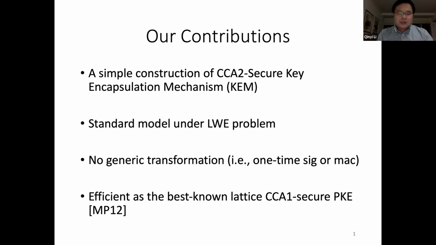So our contribution is a simple construction of an adaptively chosen ciphertext secure key encapsulation mechanism from lattices, and it is secure under the LWE problem in the standard model. Our construction doesn't use any generic transformations, no one-time signatures or message authentication code. And our construction is as efficient as the best known lattice non-adaptive chosen ciphertext secure public key encryption, proposed by Micciancio and Peikert in 2012.